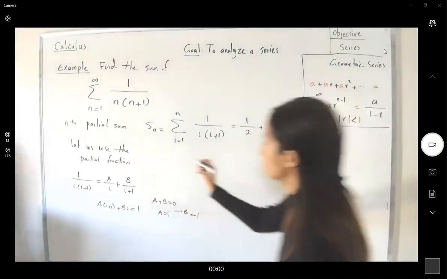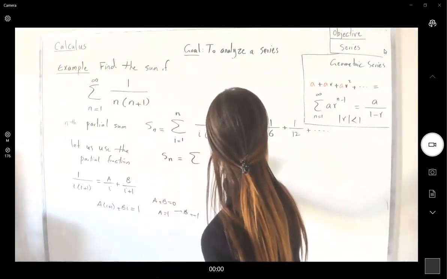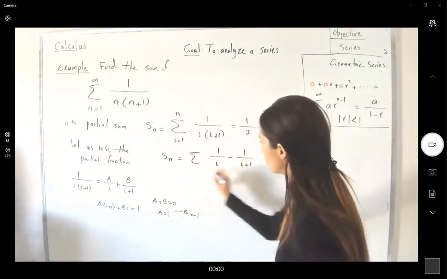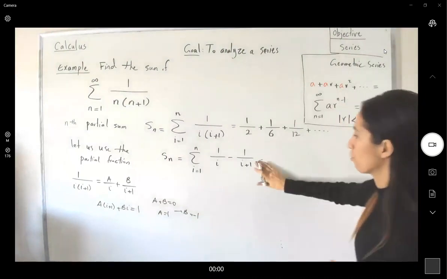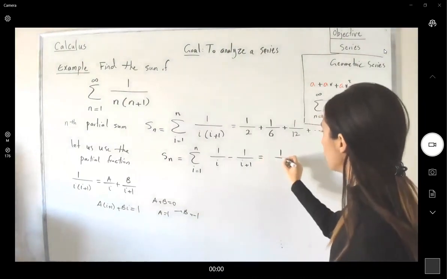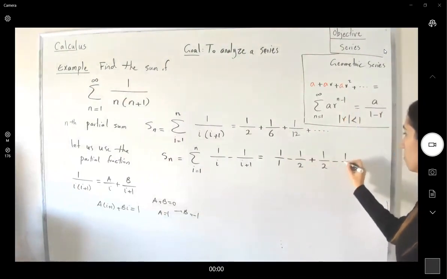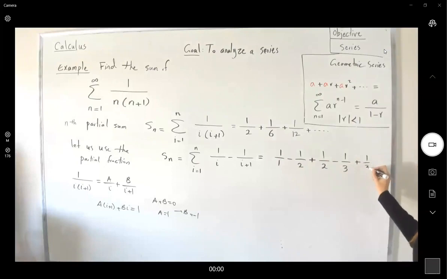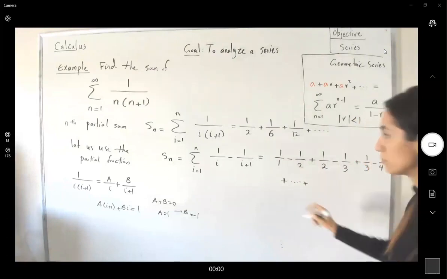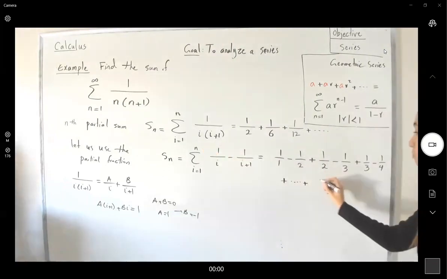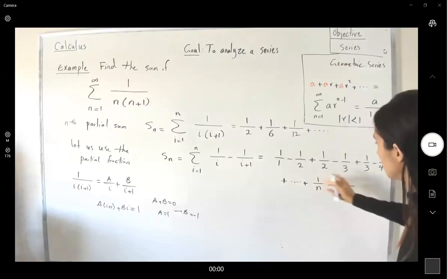So this sum can be written as S of n equals the sum of 1 over i minus 1 over i plus 1, i starts from 1 to n. Now let us write this in expanded form. Here I get 1 over 1 minus 1 over 2 plus 1 over 2 minus 1 over 3 plus 1 over 3 minus 1 over 4 plus the rest of the terms. And if I plug in n, I get 1 over n minus 1 over n plus 1.